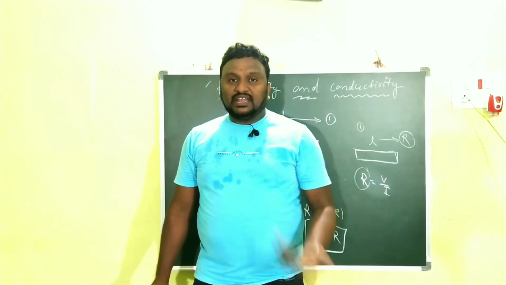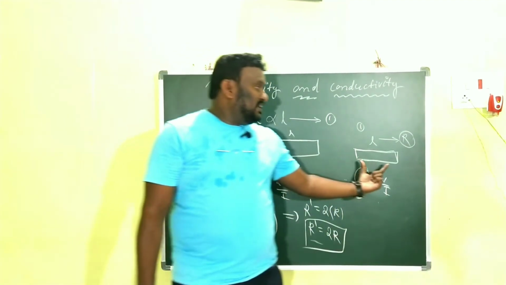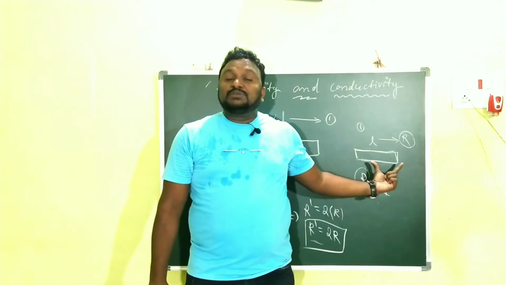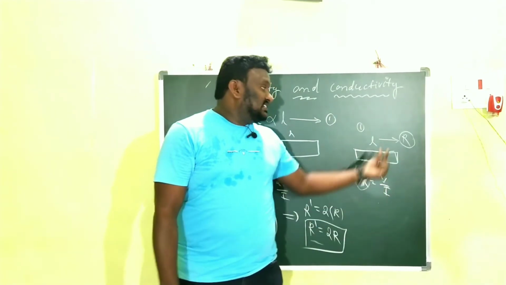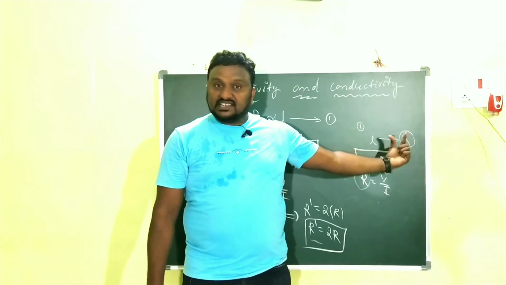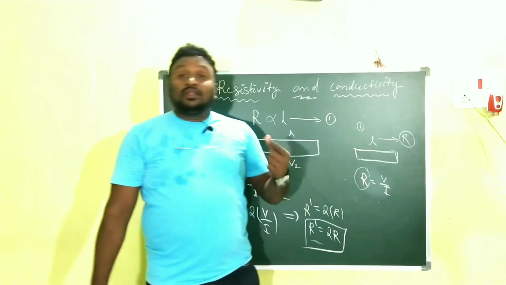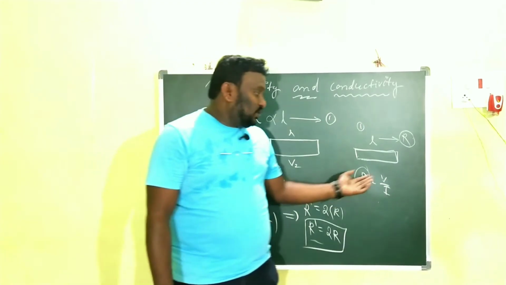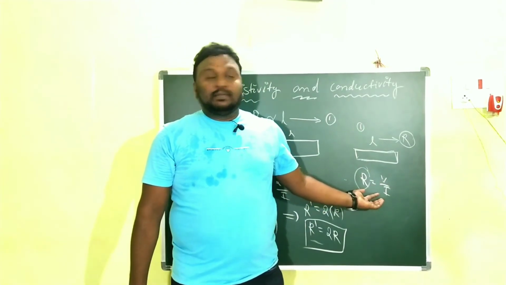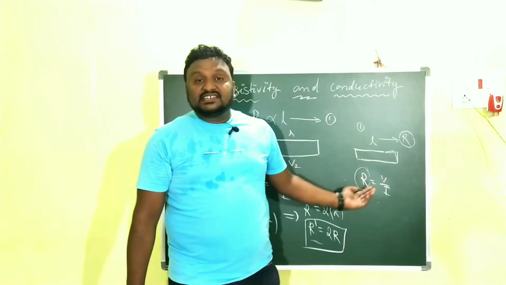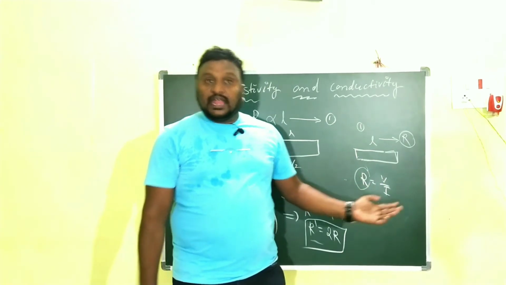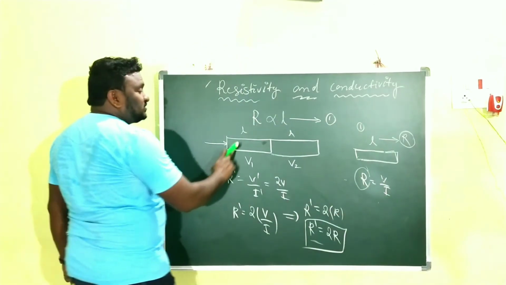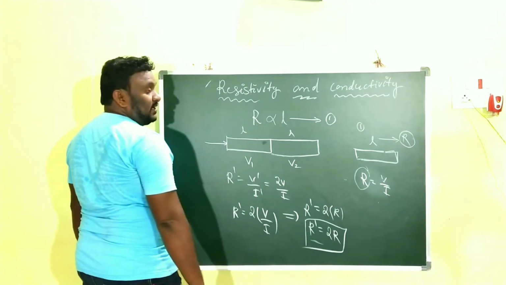To prove that, we are taking one example here. Initially we take one slab having length L and its resistance is R. The general definition for resistance is R is equal to V by I. That means when we have one slab, its resistance is R. Clear? And now we are taking two slabs, side by side.